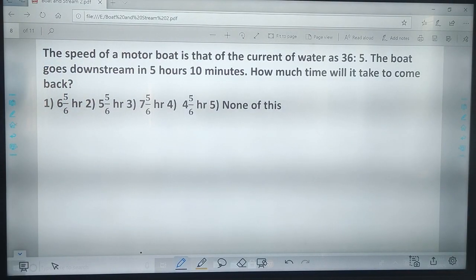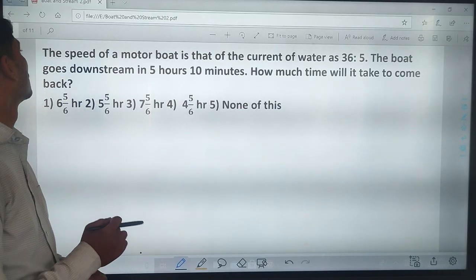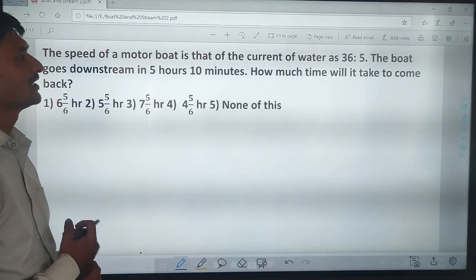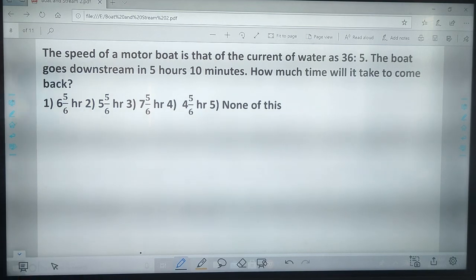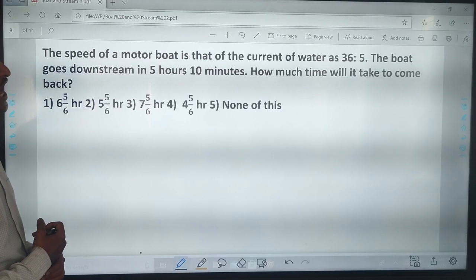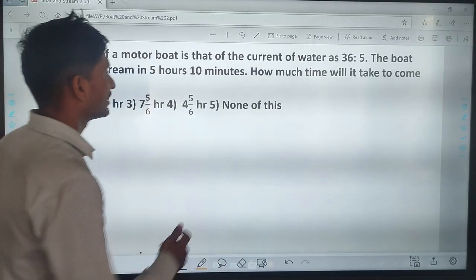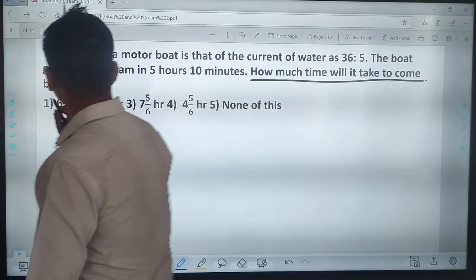The speed of the motor boat to that of the current of water is 36:5. The boat goes downstream in 5 hours 10 minutes. How much time will it take to come back?